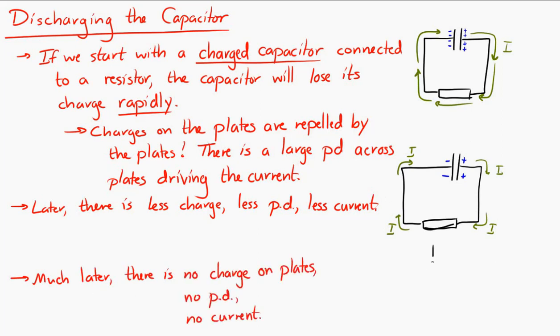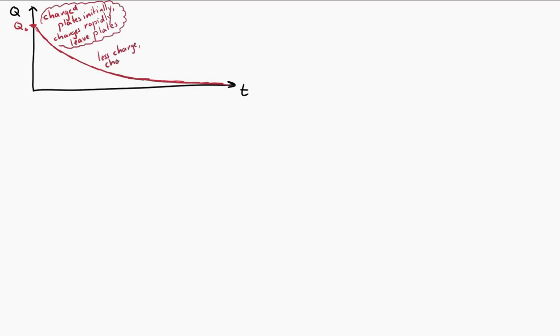So, we can sketch the graph for this. At first, there's a lot of charge on the plates, and the initial charge, we'll call it Q0. Then over time, the charge decreases. At first, it decreases rapidly as the charge moves rapidly away from the plates. And then over time, as the potential difference decreases, the charge is going to approach zero, but it's going to leave less and less rapidly.